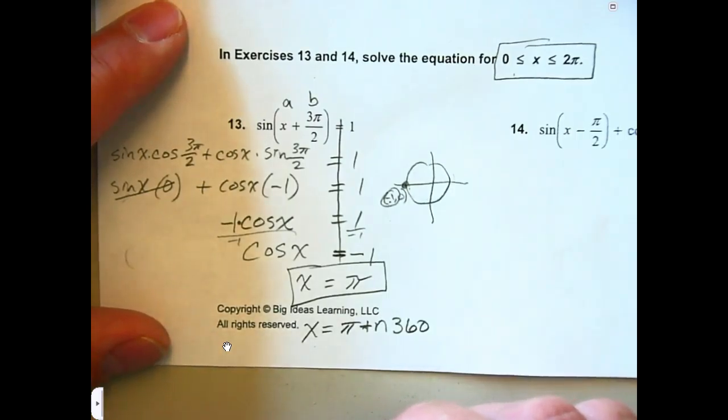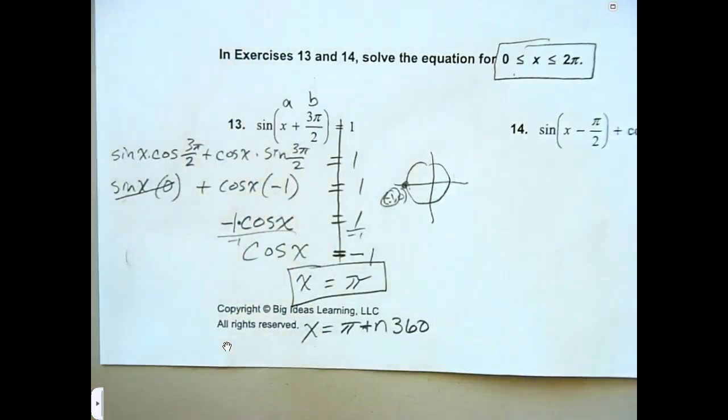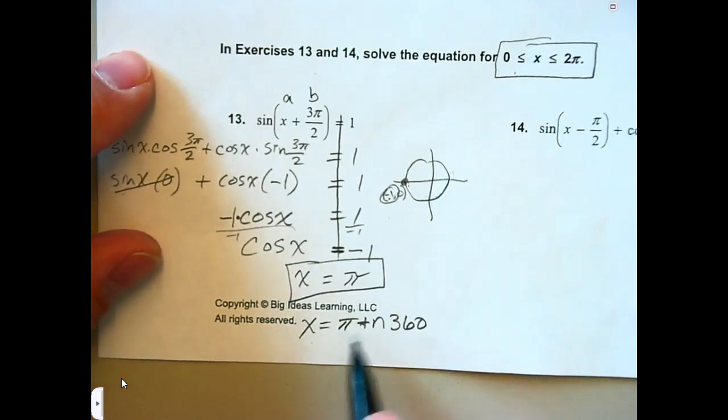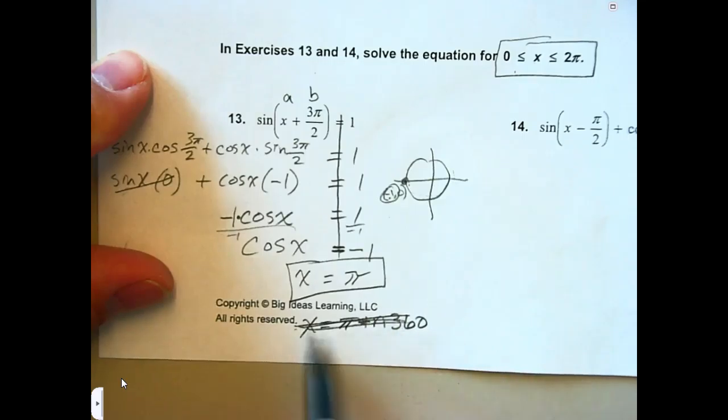Could you do plus 2 pi n? So this would have to be pi plus n times 360. But it's not asking that. So we don't have to put that.